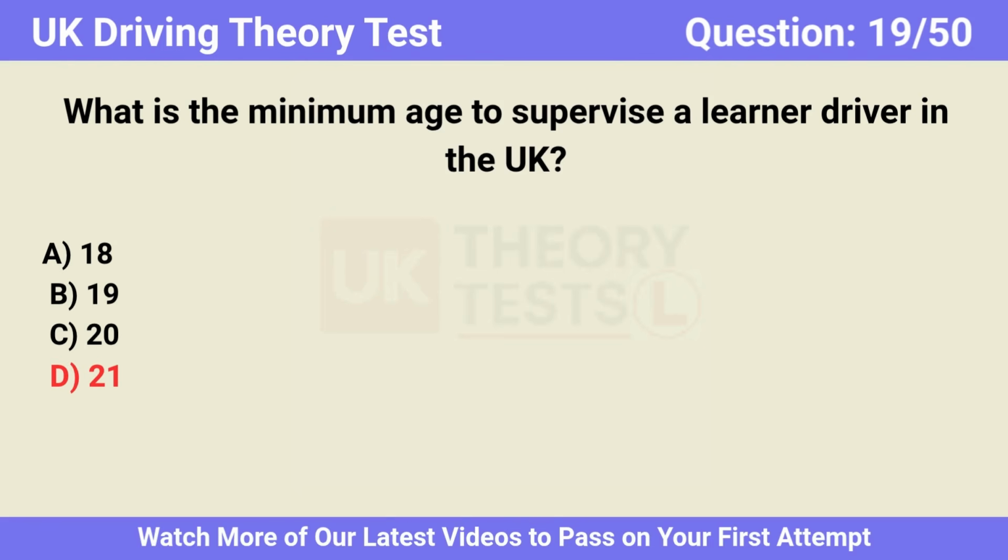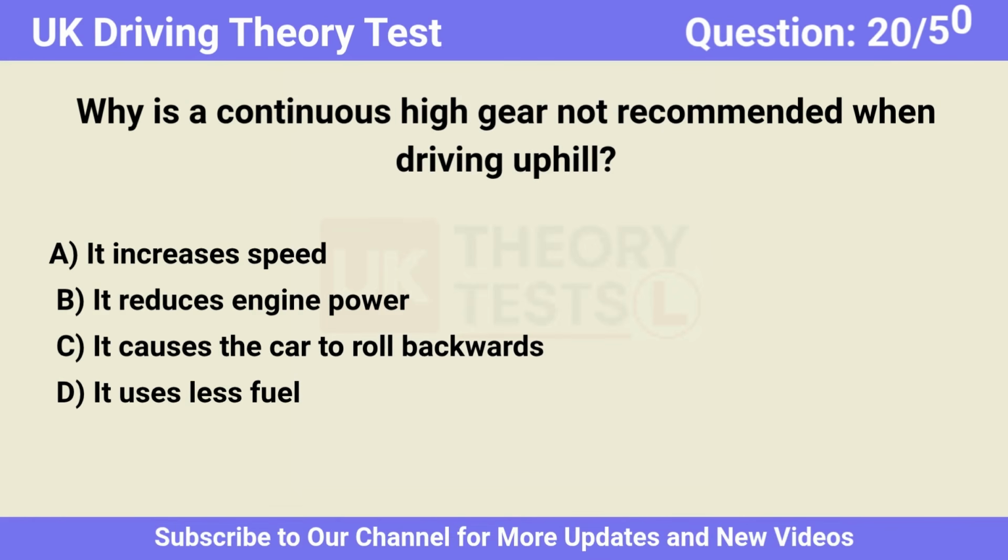Correct option is D. 21 years old. Why is a continuous high gear not recommended when driving uphill? A. It increases speed. B. It reduces engine power. C. It causes the car to roll backwards. D. It uses less fuel.